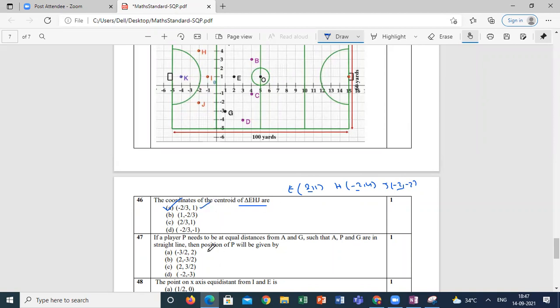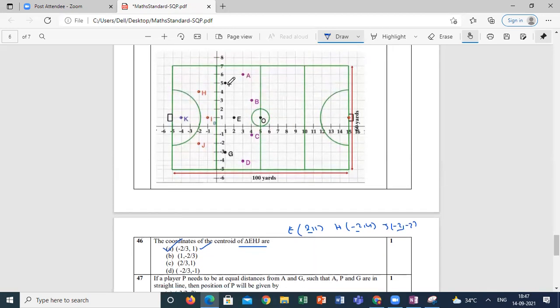So he's asking for the centroid. Next: if a player P needs to be at equal distance from A and G, such that A, P, G are in a straight line, then the position of P will be given by? There is a player P who should be equidistant from A and G, so he should be exactly in between A and G. For this question, we have to calculate the coordinates. Where is the position of A, students? The coordinates of A are 3, 6. The coordinates of G are 1, minus 3.